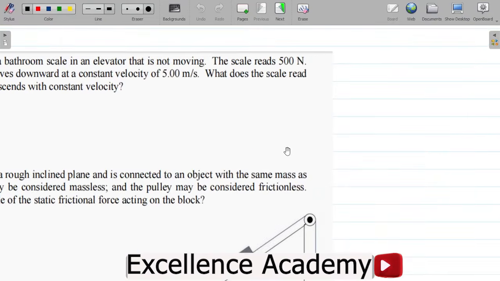So how do we solve this question? Let's take down the solution to this question. So, solution here.